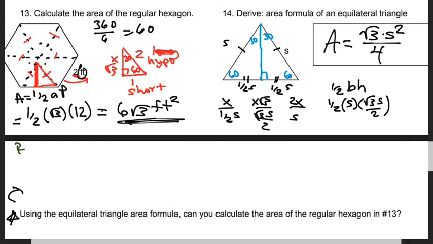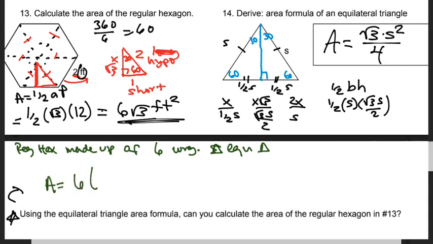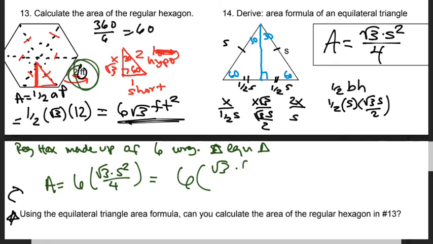So we should see that a regular hexagon is made up of 6 congruent equilateral triangles right there. So I'm going to use my formula, but because I have 6 of them, it's going to be 6 times this formula. S represents my side length. I should see that my side length is right there. That's going to be 2. So I'm going to have 6 times radical 3 times 2 squared over 4.